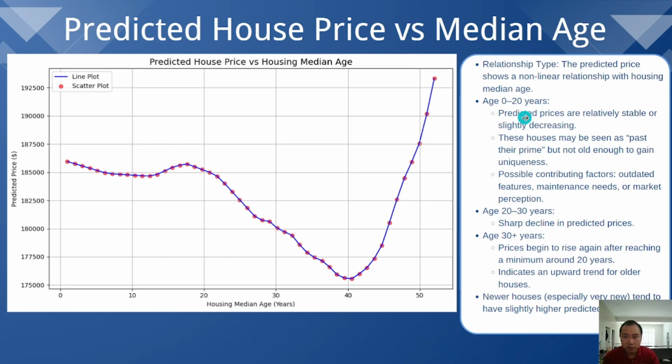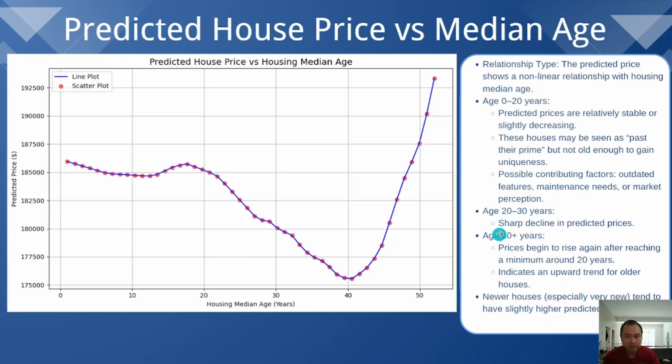For age 0 to 20, the predicted prices are relatively stable or slightly decreasing, as you can see in the curve. These houses may be seen as past their prime but not old enough to gain uniqueness. There are also some possible contributing factors such as outdated features, maintenance needs, or market perception.